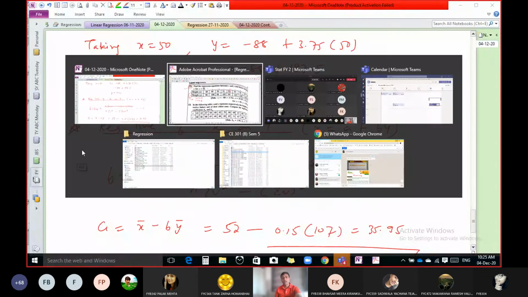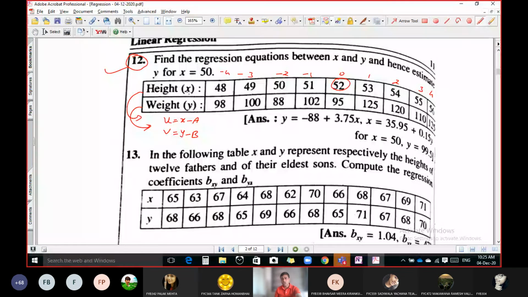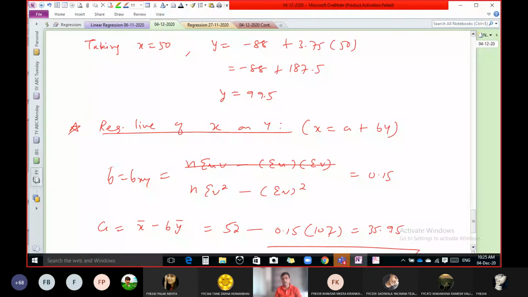Okay. Now another point. The actual value of y for x equal to 50 is 88. The actual value is 88, and this is our estimated value for x equal to 50, which you can write as y cap. So can you find the error here? What is the error? Y minus y cap. The value of y is 88, and y cap is 99.5, so the error is 88 minus 99.5. That is the way to find the error.